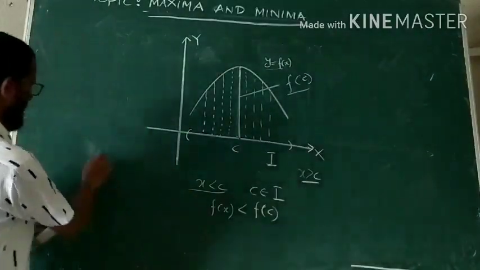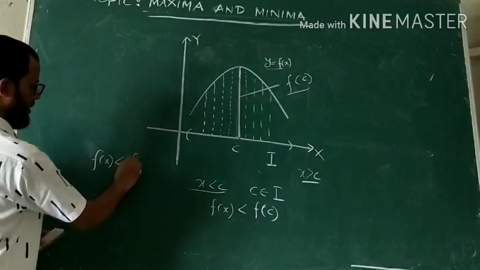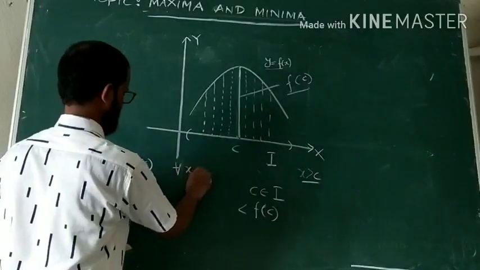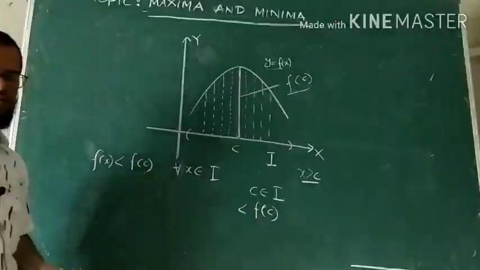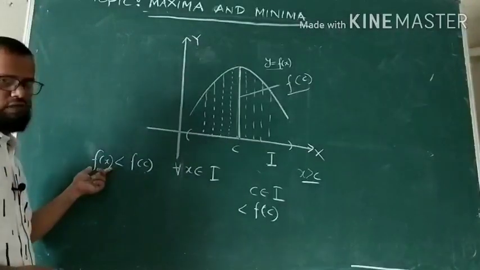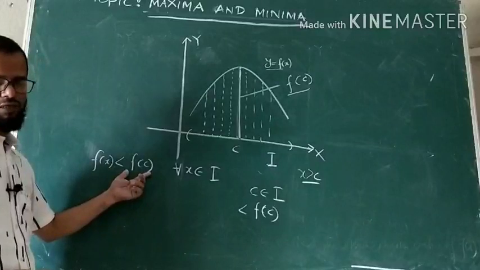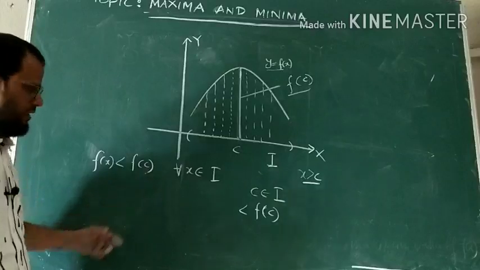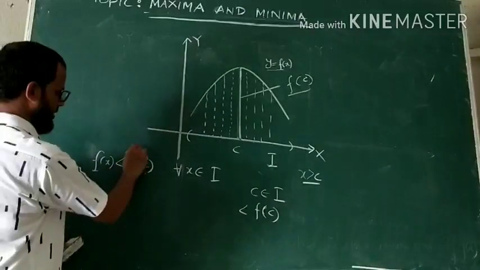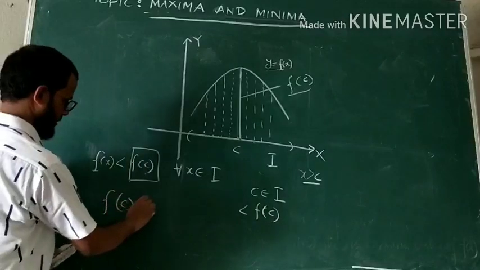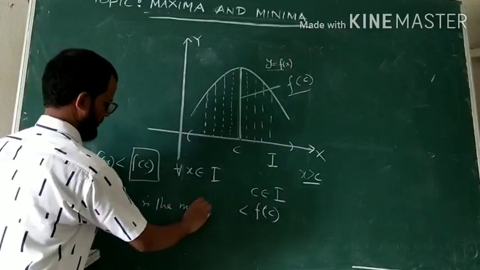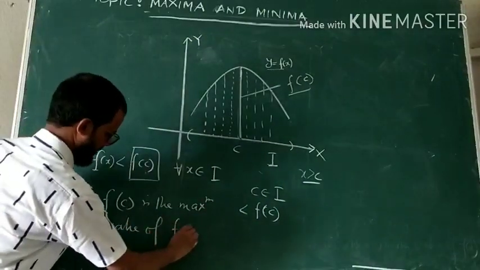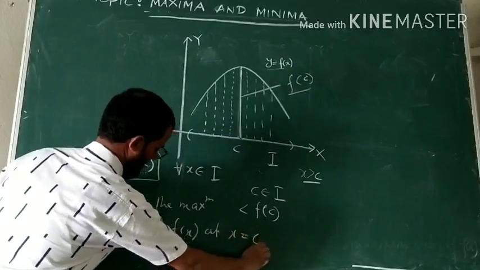That means we get the condition f(x) is less than f(c) for all x belonging to the interval I. For every x in the interval I, all f(x) are less than that particular f(c), which is the value of the function at x equal to c. So from this condition we can say that f(c) is the maximum value of f(x) at x equal to c.